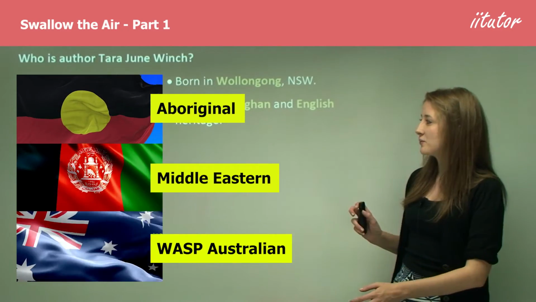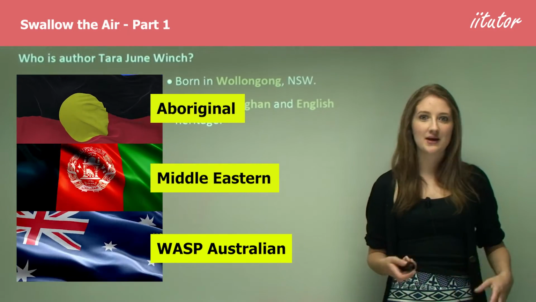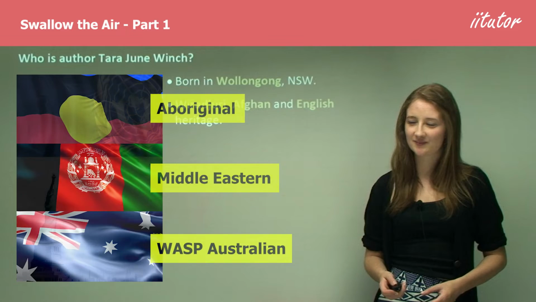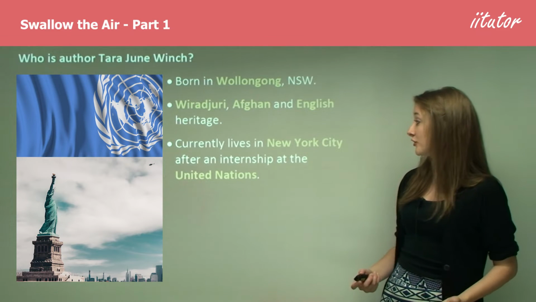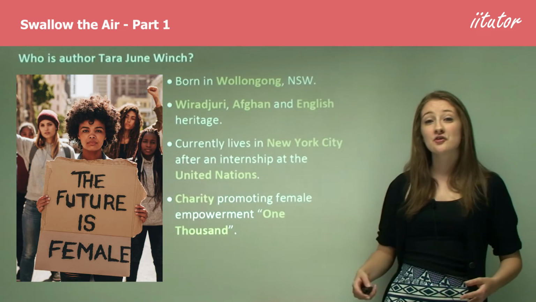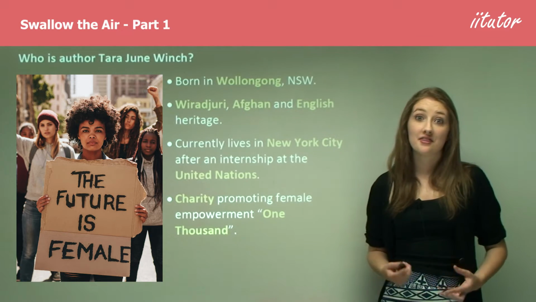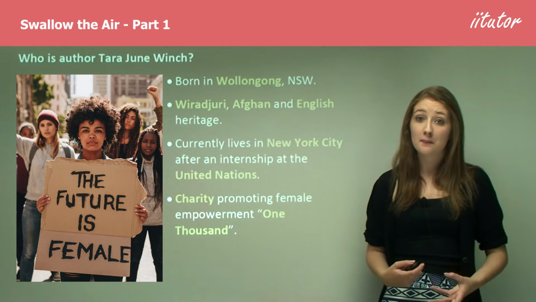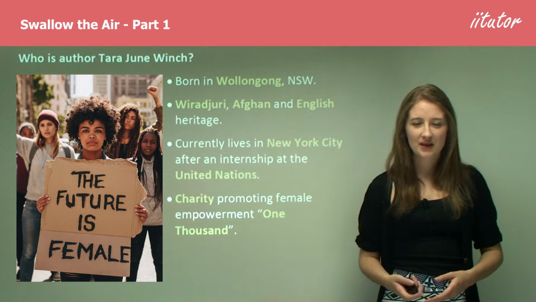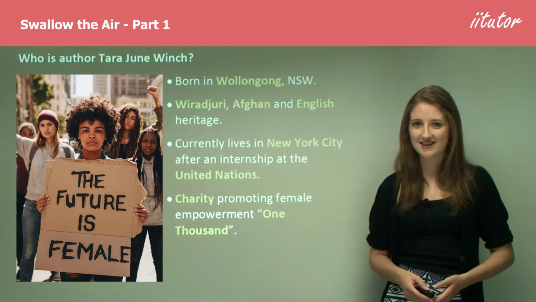So this sort of way in which three cultures are meeting for her is obviously going to influence the way she deals with culture in her text. She currently lives in New York City after an internship with the United Nations. She also has a charity which promotes female empowerment, and that's called 1000. So this idea of female empowerment and what it means to be a woman is something which is also really explored in this work and which we'll be examining today.